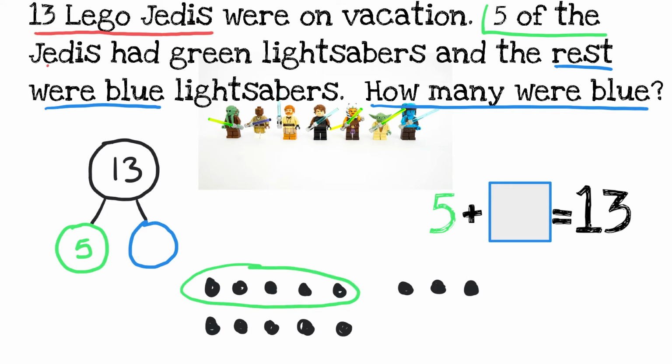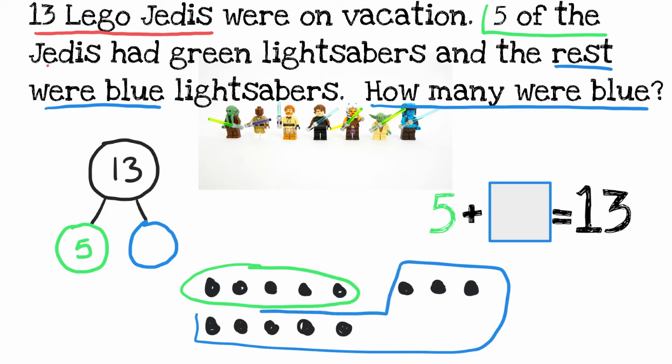That means that the remainder, the rest of that, is going to be what's in our blue lightsaber group. So let's group that up. And now we can count them up. We can go, all right, we've got 5, 6, 7, 8. So altogether, there were 8 blue lightsabers.